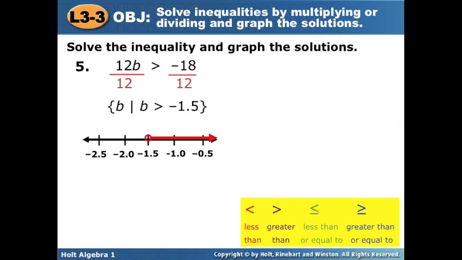Finally, we will check a solution in the shaded region. Do not check your dot number. So we're going to check the -1. 12 times -1 should be greater than -18. This is true. -12 is greater than -18.